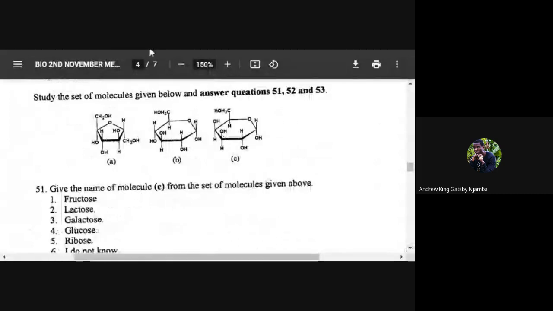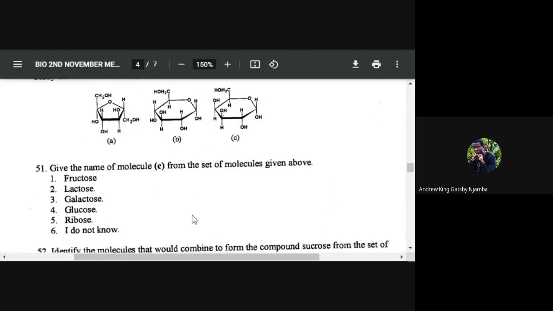the structural isomers of glucose from the set of molecules given below, given above. In fact, this time it's given below. Maybe we start with 51, 52, 53 then? Exactly. I think that's the best thing we can do. We can start with question 51.